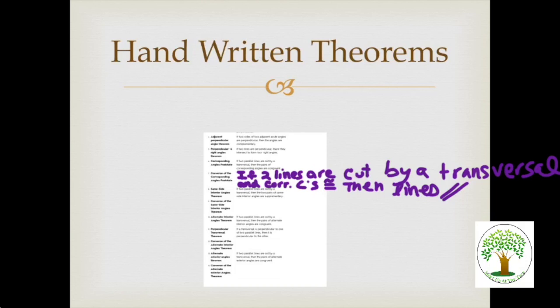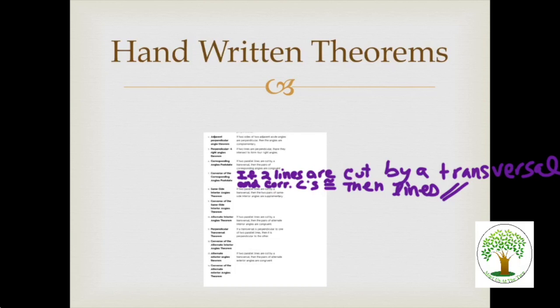The cool thing is you have a name for this. It's the converse of the corresponding angles postulate. That's only 6 words instead of 16 words to put on when you do proofs. The trick is going to be when do I write converse as a reason, and when do I not write converse for a reason? You're going to have the corresponding angle postulate, and you're going to have the converse of the corresponding angle postulate.